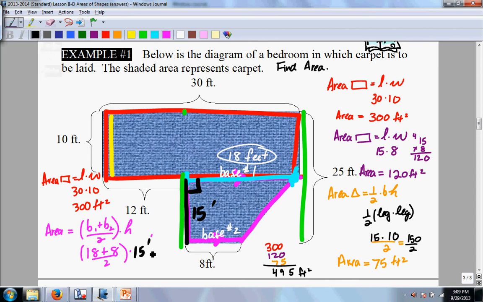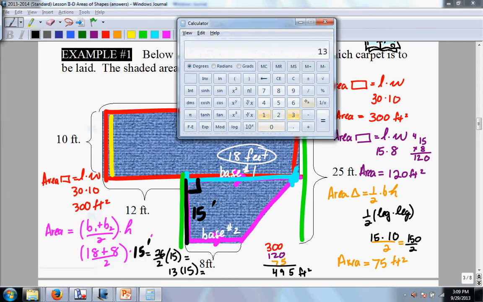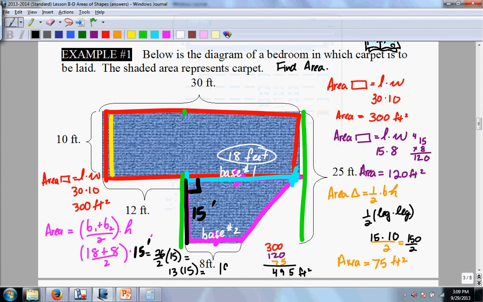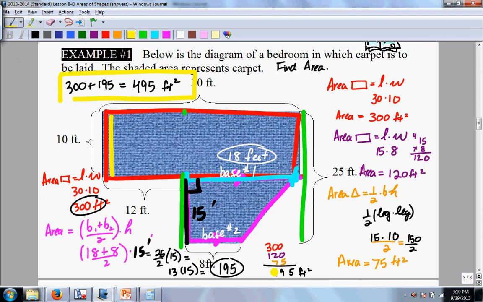So now we work this out, and we have 8 plus 18 is going to be 26 divided by 2 times 15. That ends up being 13 times 15. And you get 195. And then we add 300 plus 195. And we get 495 feet squared. Notice you get the exact same thing. 2 different ways of attacking it. So you need to be really good at spotting your composite shapes.